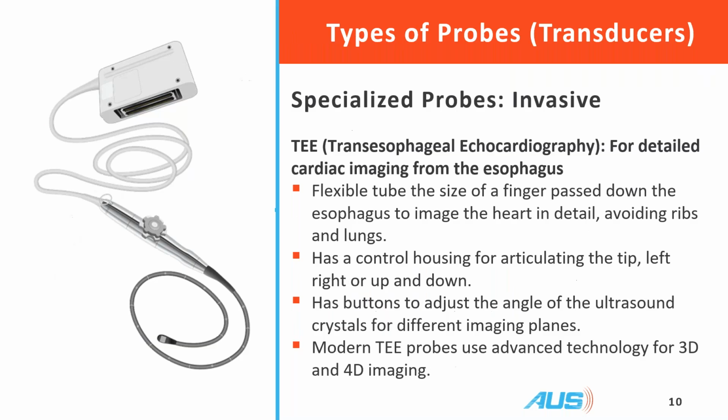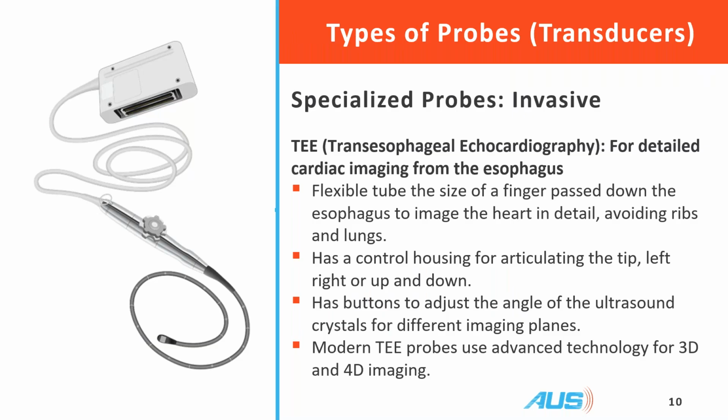Okay, we have the TEE probe, which is also an invasive probe, the transesophageal echocardiography probe. It's for cardiac imaging. It has a flexible insertion tube about the size of a finger that goes down the esophagus, and what it's designed to do is give you a detailed image of the heart. It avoids the ribs and the lungs, and gives you a better overall image quality.